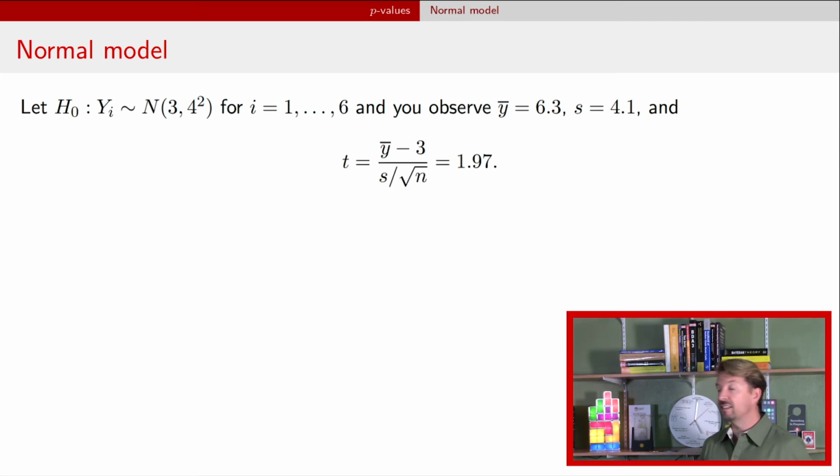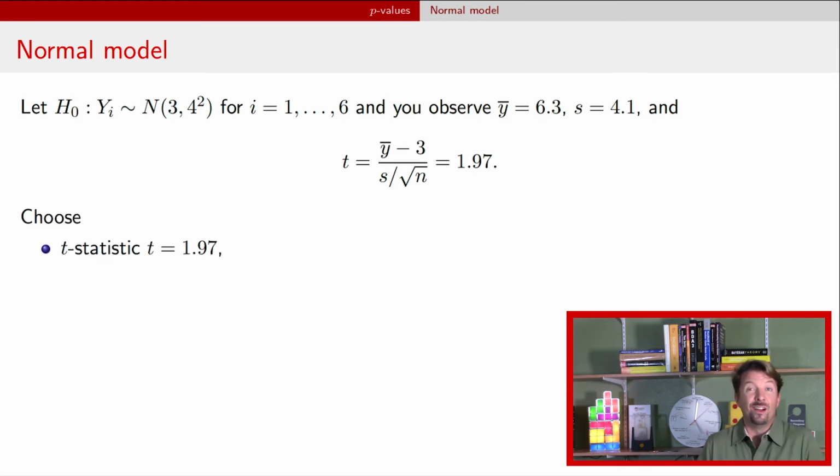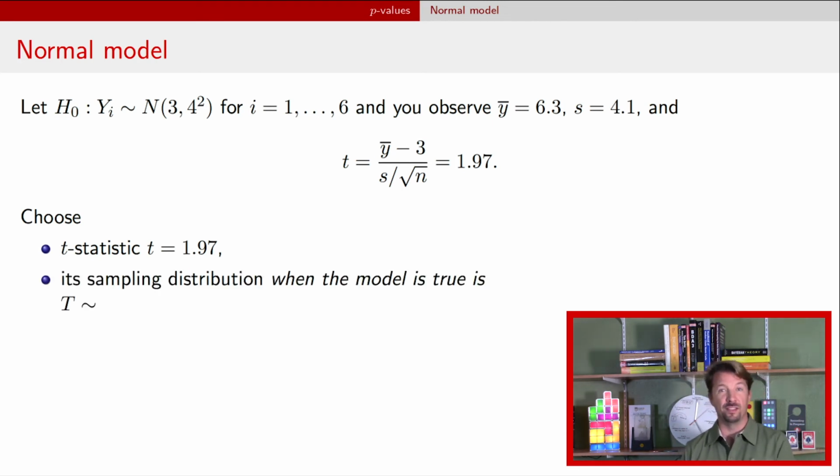Here is the t-statistic. In the updated version of the slides, I'll actually plug in the values in addition to the notation, but we find that the t-statistic here is 1.97. Now we're going to calculate a p-value, so we have to choose a statistic. We're going to choose this t-statistic, the value is 1.97, and that statistic, we know, if the model is true, has a t-distribution with how many degrees of freedom? It's the sample size minus 1, so in this case, 5.